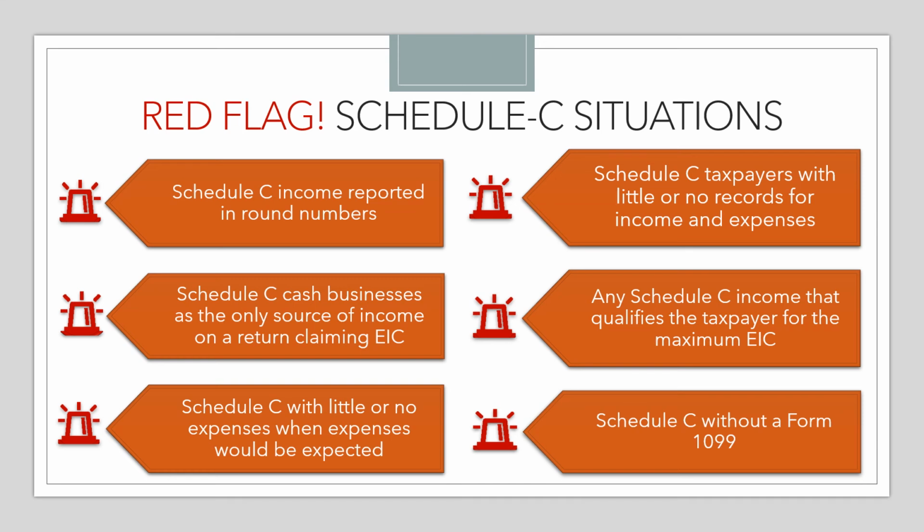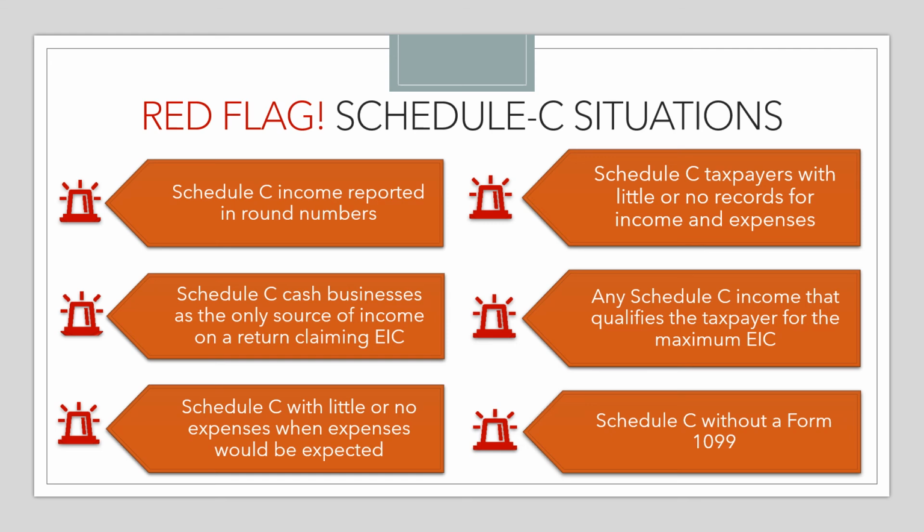So the situations that we're looking for, that we're going to recognize and say, hey, we need to ask more questions, we need to understand the situation a little better, would be any Schedule C where the income reported is in round numbers.